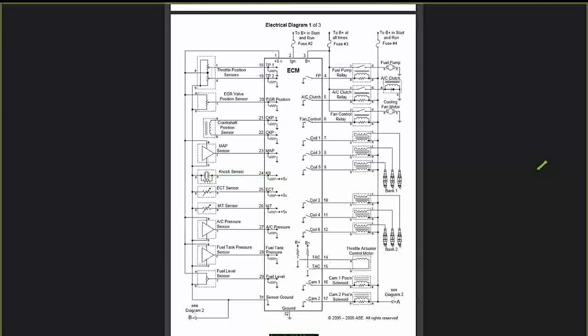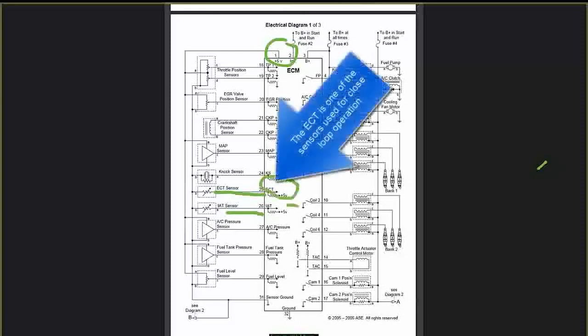The next sensor is pin 25. That's your coolant temperature sensor. It's a negative temperature coefficient thermistor, basically meaning it changes resistance with temperature. That's pin 25. Now one thing special about this sensor: pin 1 up here feeds certain sensors, but you'll notice it did not feed the ECT or IAT sensors. Both the ECT, pin 25, and IAT, pin 26, had their own individual 5 volt reference, as you can see here. ECT and IAT.